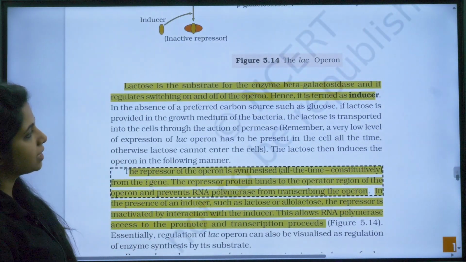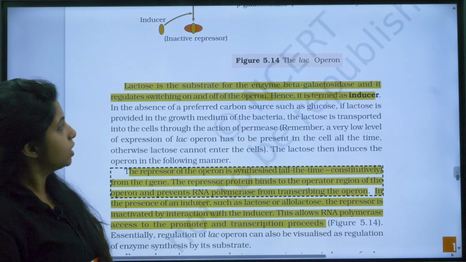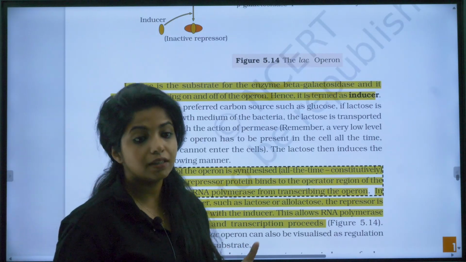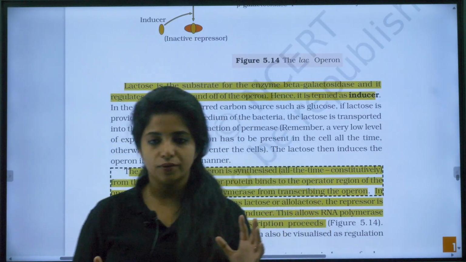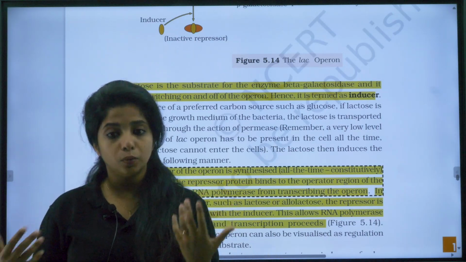Lactose is a substrate for the enzyme beta galactosidase, and it regulates switching on and off of the operon. So lactose is basically going to act like an inducer. It is the one that will say whether it's on or off. If lactose is there, it will be on. The lac operon will start working.